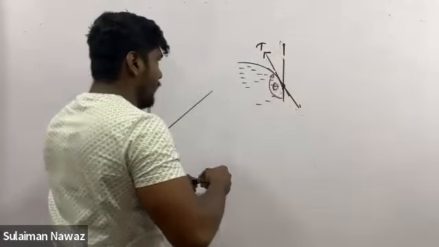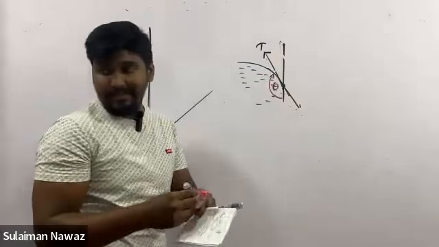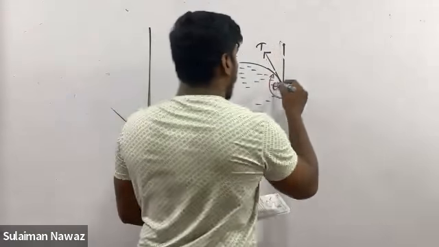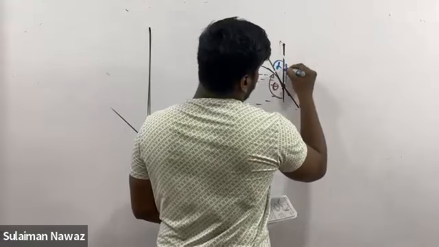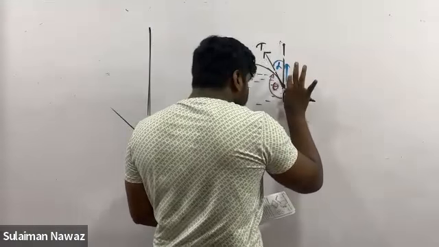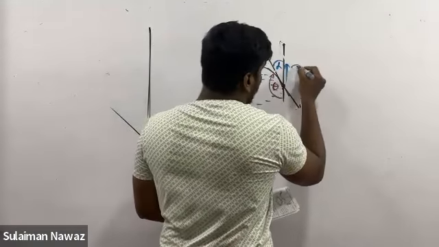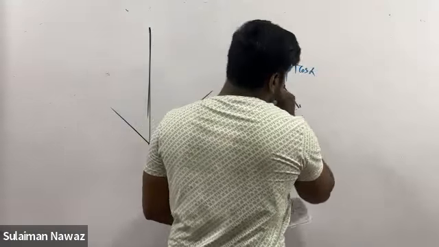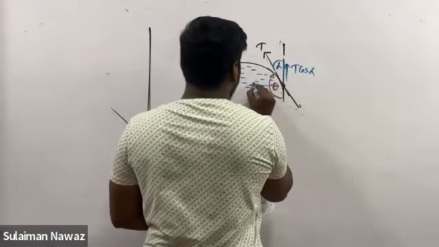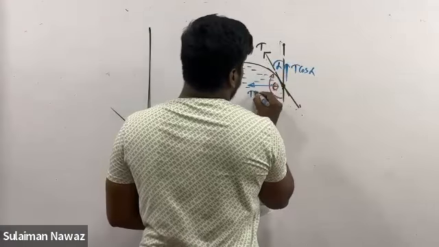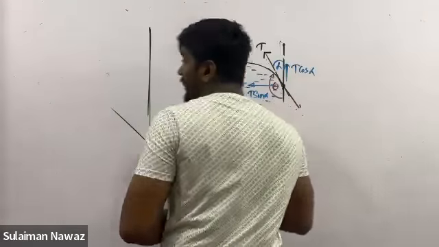If I resolve it now, in this case, I will say this angle is alpha. If I resolve it, I will get that. The vertically upward surface tension component will be T cos alpha. Right? The horizontally away component will be T sin alpha.